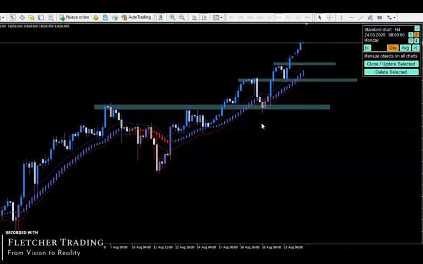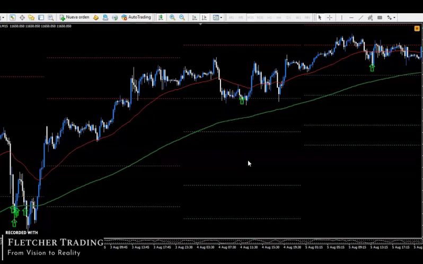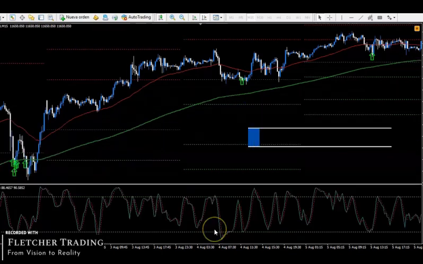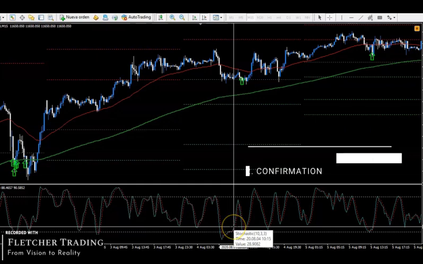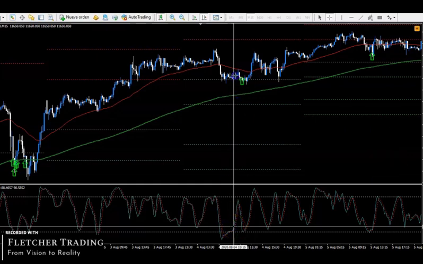So as we can see here on the 4-hour chart, we are using the trend trader indicator to show us the trend. If it's blue, that means we're in an uptrend, and if it's red, that means we're in a downtrend. So the second rule of this strategy is confirmation. We're going to be using the stochastic oscillator to confirm our trades. So that means when we've got our entry, we're going to wait for this to pass back above 20, and that's going to be our confirmation to enter the trade.